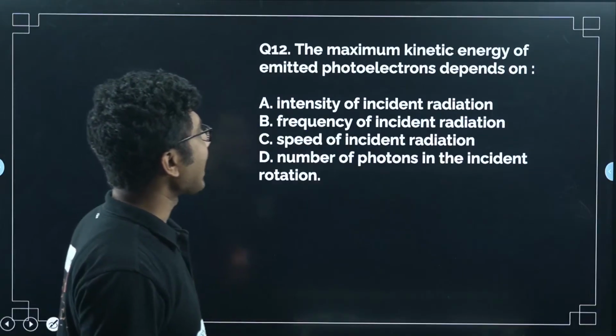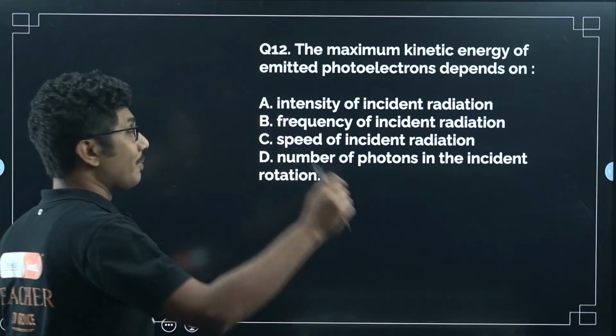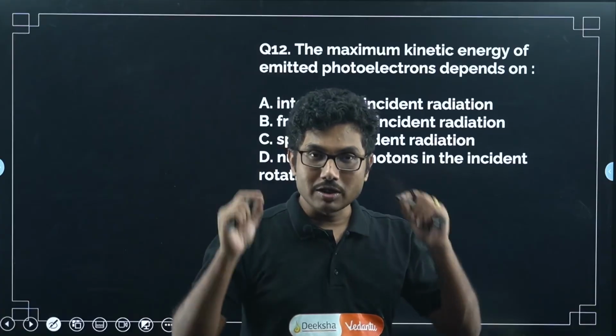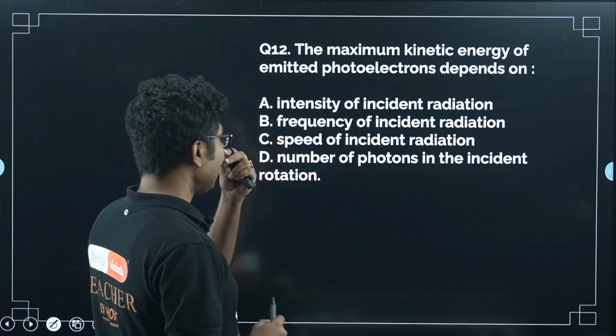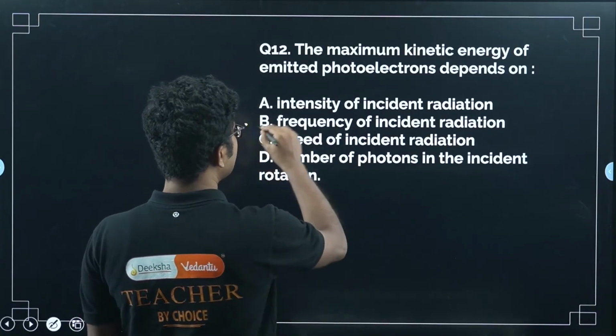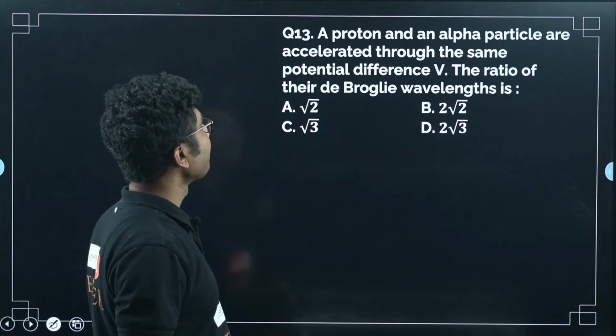The maximum kinetic energy of the emitted photoelectrons depends on. So maximum, I said maximum kinetic energy depends only on frequency, whereas saturation photocurrent depends on the intensity, right? So frequency of the incident radiation, so only frequency of the radiation, right?